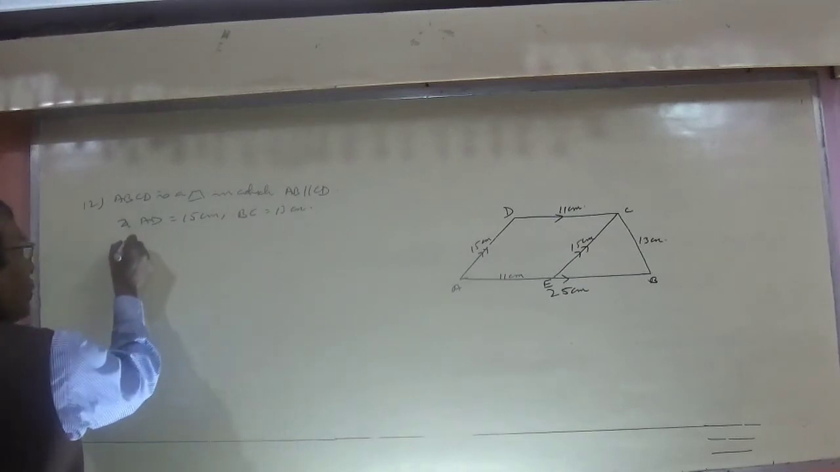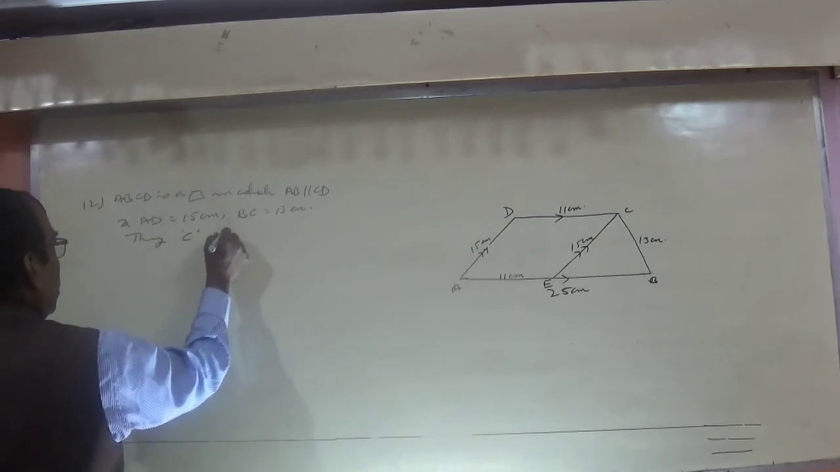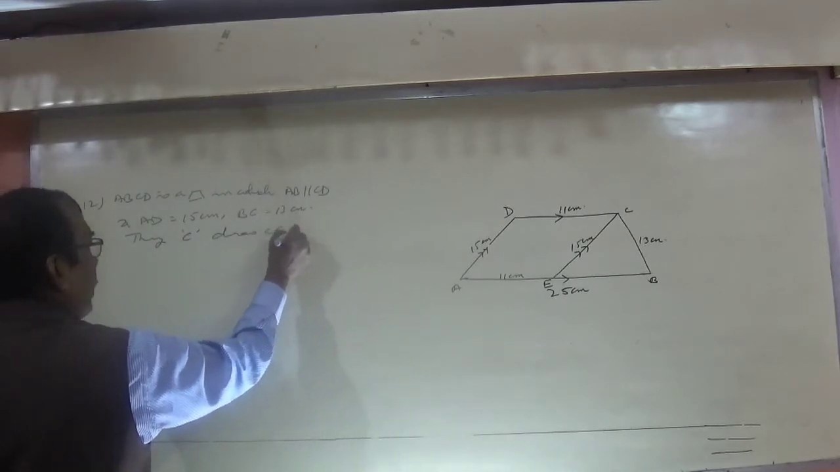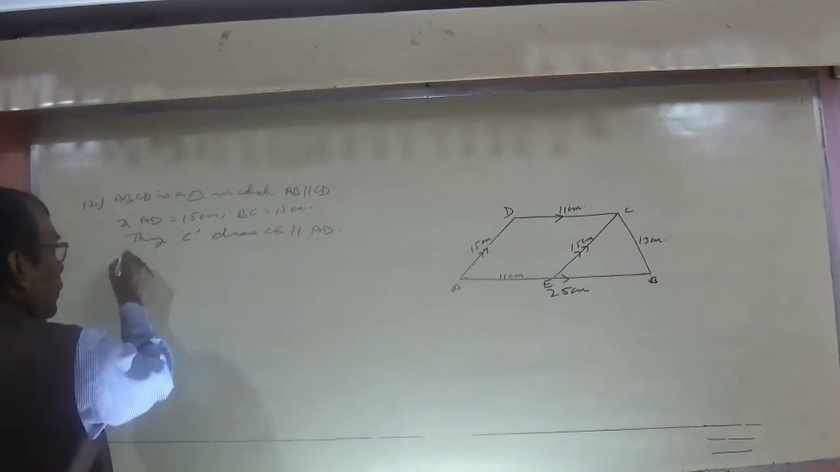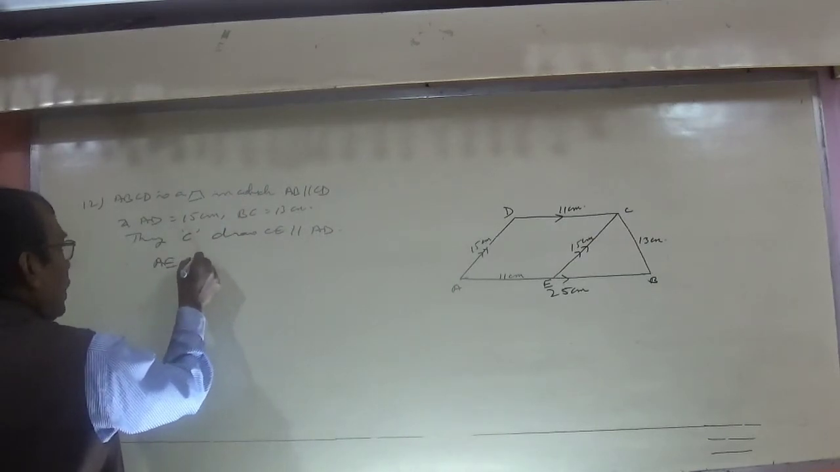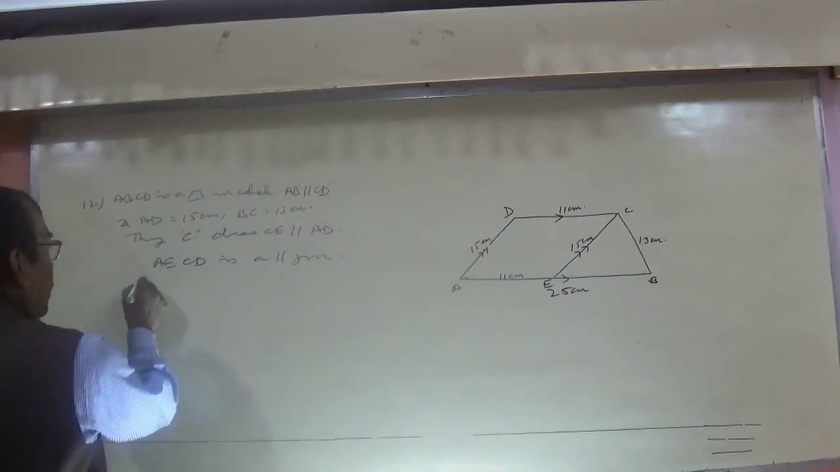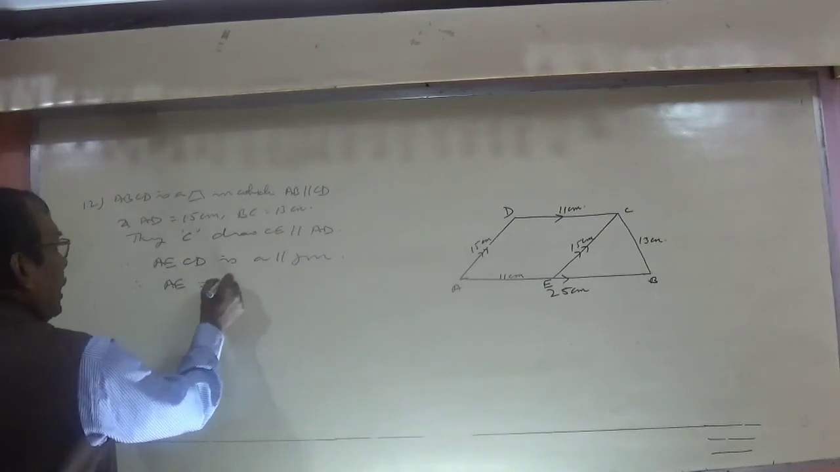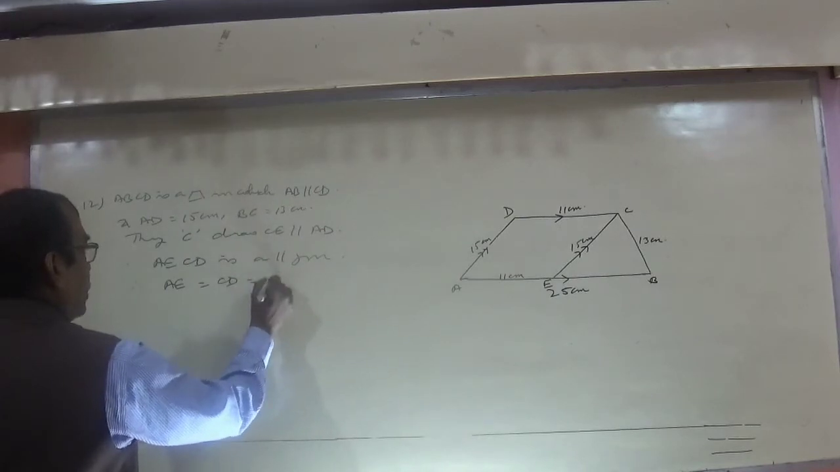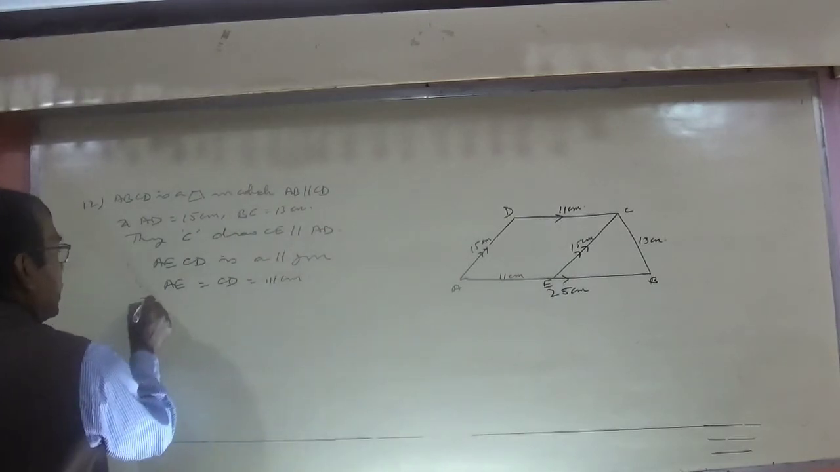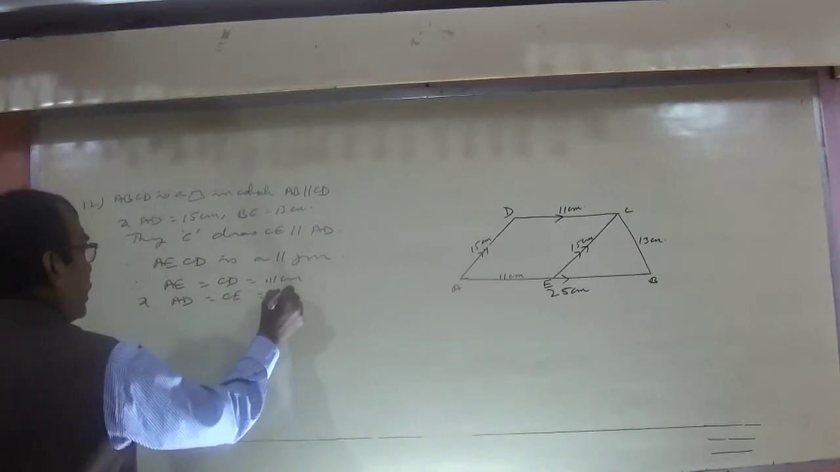For that, what I am going to draw is, through C, draw CE parallel to AD. Now just write a line. Therefore, AECD is a parallelogram. If it is a parallelogram, quite easily you can write AE equal to CD, which is equal to 11 centimeter. And AD will be equal to CE, which is equal to 15 centimeter.